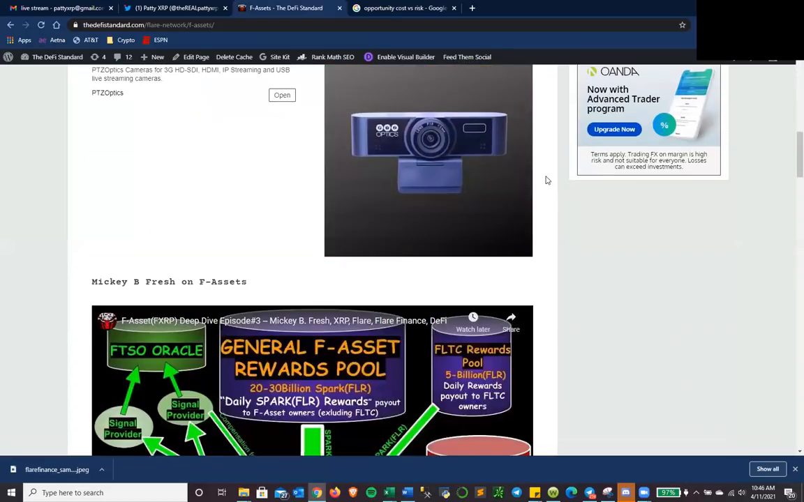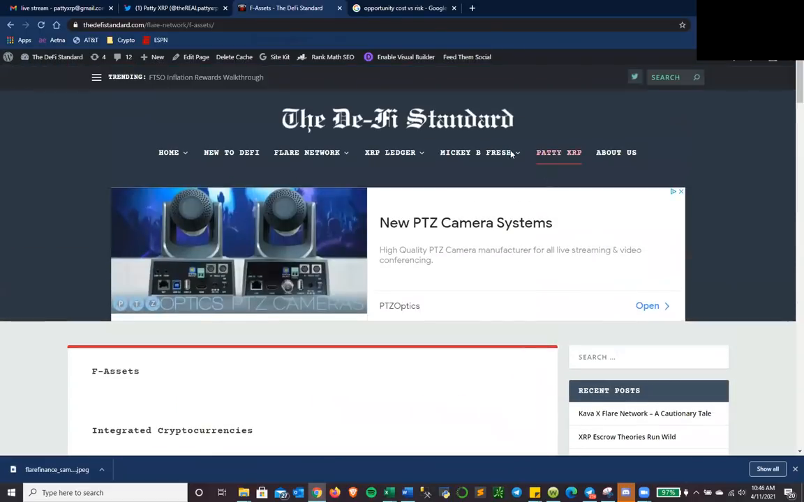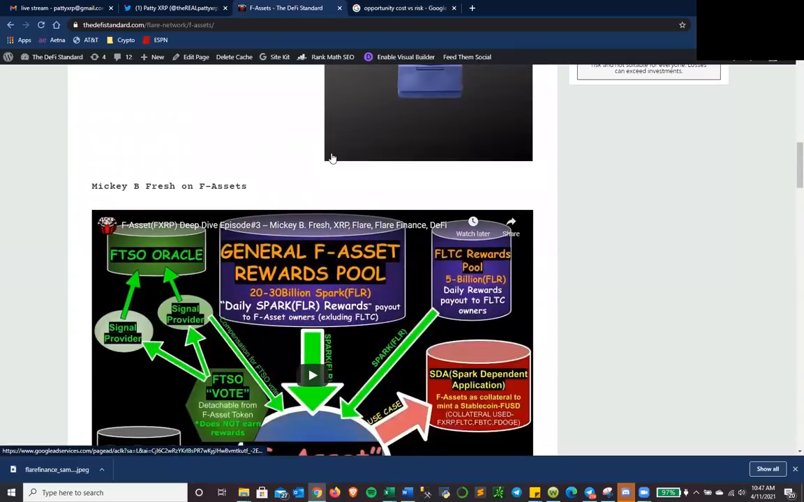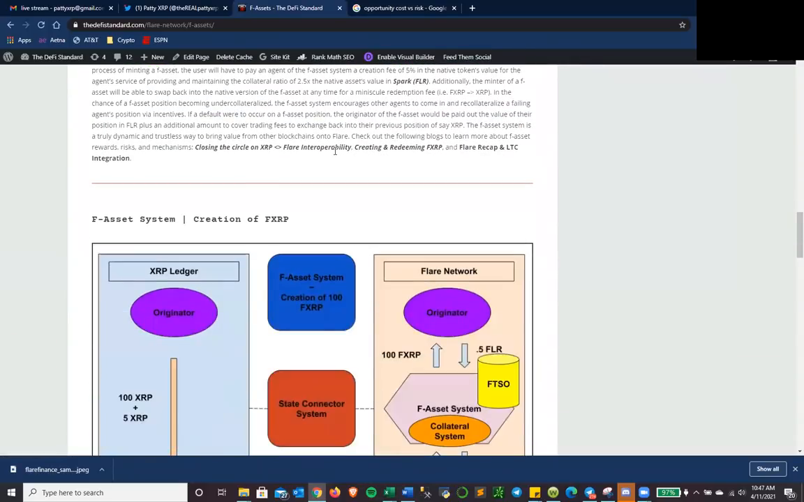This is all on our website, the DeFiStandard.com. We have a ton of stuff covering Flare Network especially, and there are diagrams and everything that can be helpful. And we'll go through some of those here.